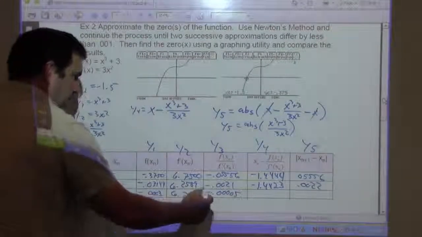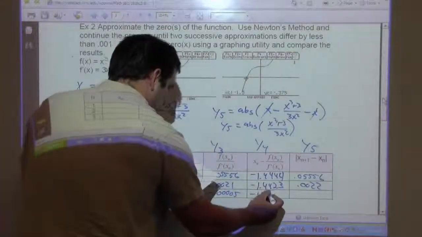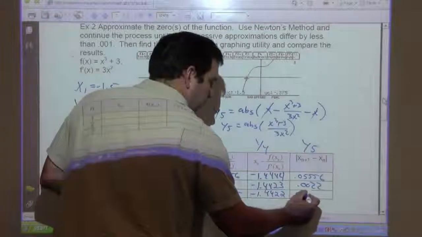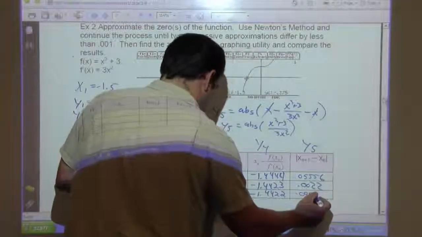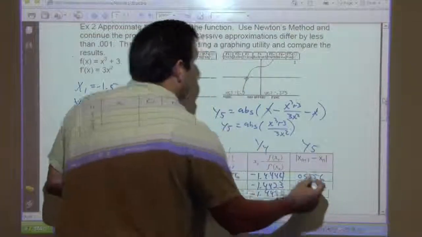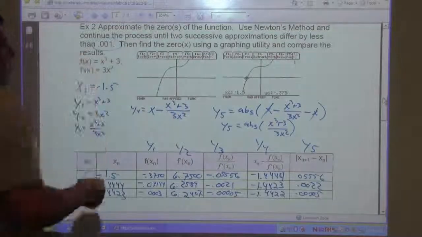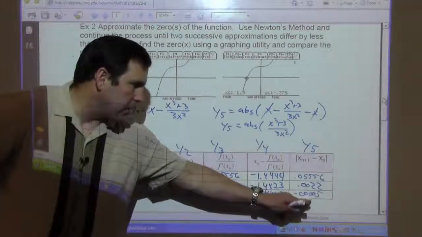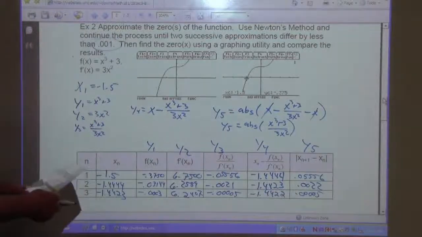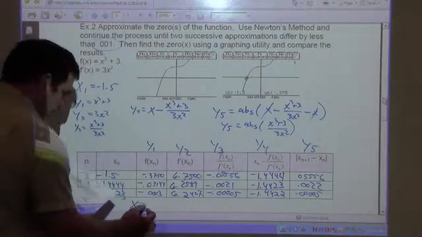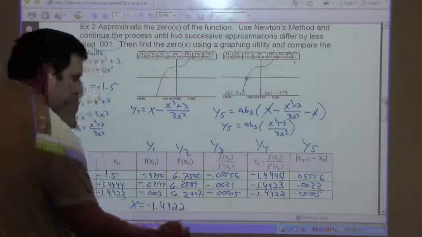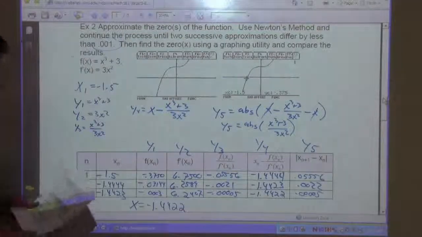X sub n minus that value is negative 1.4422. The absolute value is 0.00005. And we have to be within 0.001. We're definitely there. We have that tolerance. So the value we go with here, x equals negative 1.4422. That's the one we go with.